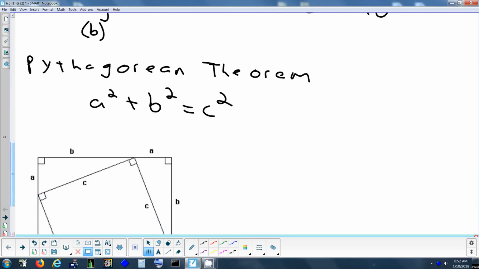Okay, there's many ways to prove this theorem. There's probably 40 or 50 different ways, maybe more. One way that I like to do it involves a picture, and basically looking at area.